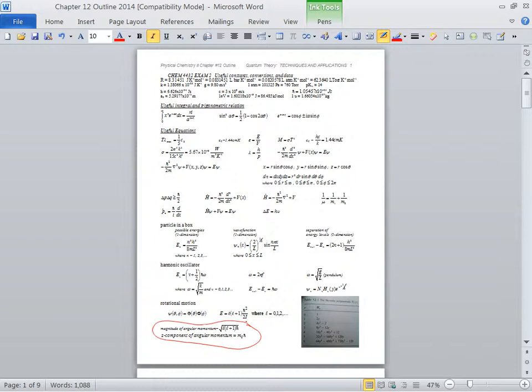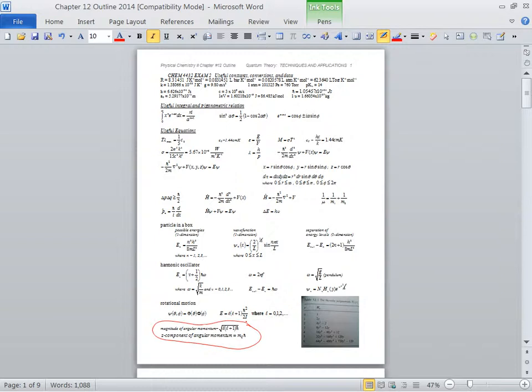Here you might have to dig in your notes, or if you have really good eyes. It's that cursive L. Because for rotational motion, E equals L times L plus 1 times h bar squared over 2I. And that's in your notes somewhere. We talked about that a little bit. So those are the quantum numbers.